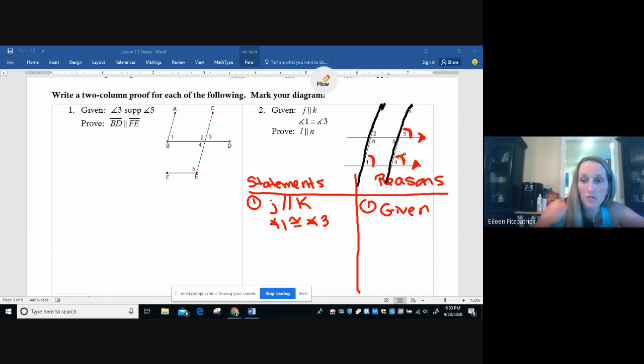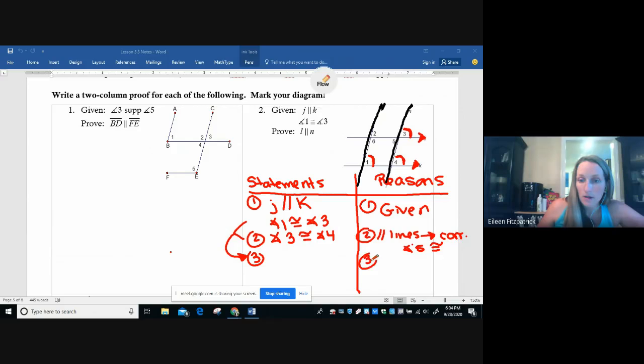So I'm going to mark them congruent to each other and write it down. Angle 3 is congruent to angle 4. And you can say parallel lines implies corresponding angles congruent. Okay. Now try to take your given and this statement and come up with another one. All right. Angle 1 is congruent to angle 3 and angle 3 is congruent to angle 4. So what does that mean about 1 and 4? Angle 1 is congruent to angle 4, and that's just by transitive.